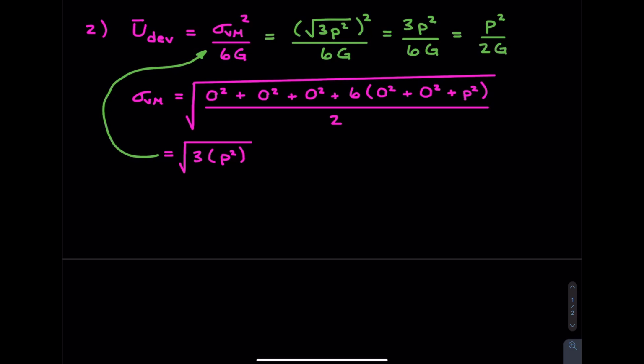So what I'll do is I'll come down here just to state it a bit more clearly. The deviatoric strain energy in this case is equal to P squared, all divided by 2 times G, where G is our shear modulus, and that's it. That's the question. We're good to go.